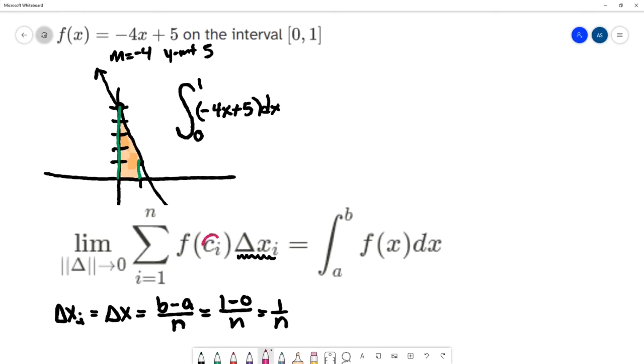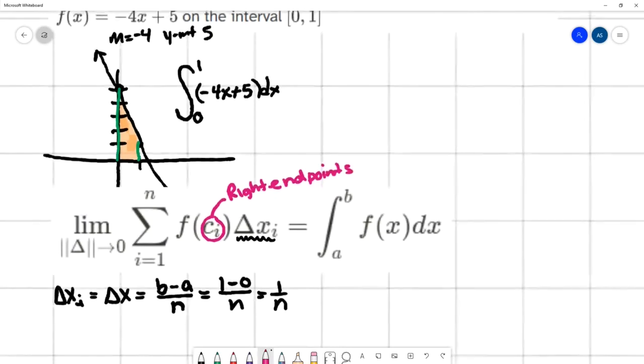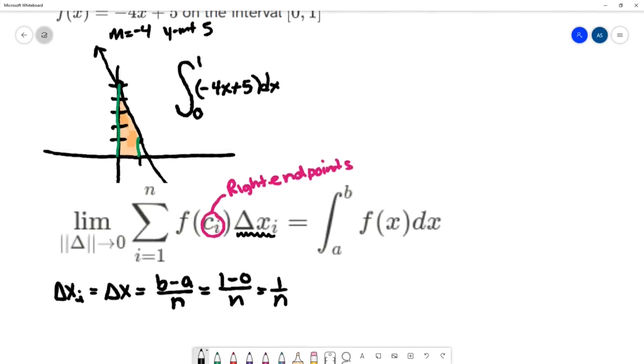So this ci here is representing a sequence of points that we use in each one of the rectangles. And to simplify it for us, we're just going to use the right endpoints of the intervals of those rectangles. So this gives us the simplest formula to work with algebraically.